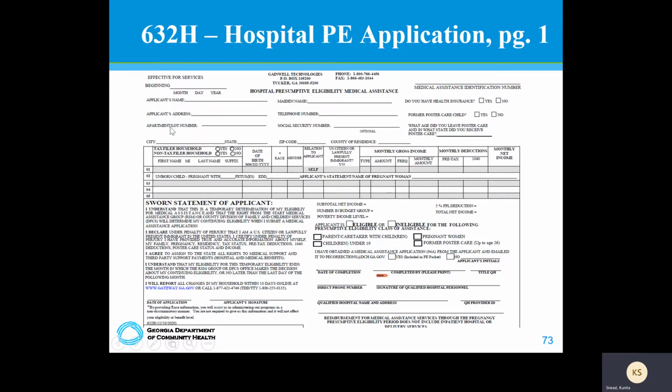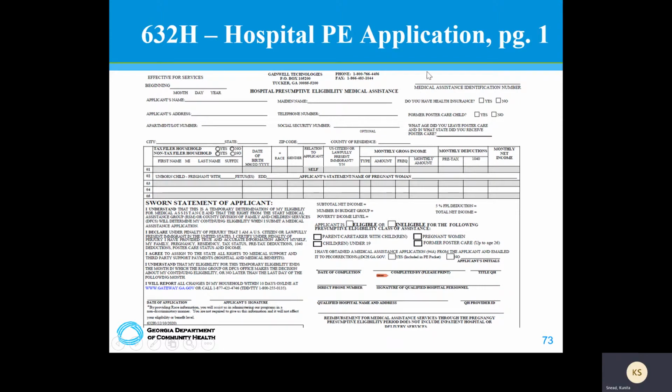Down here is your applicant's information. So whoever is applying, their information needs to go on these lines. So their name, the address, apartment number or lot number, the city, the state, zip code, the county, and that needs to be the name. If it's a woman and she's married, if she wants to give her maiden name, that's fine. Telephone number, and then the social security number. It is optional for presumptive, but if they're completing the 94A, it will be required.